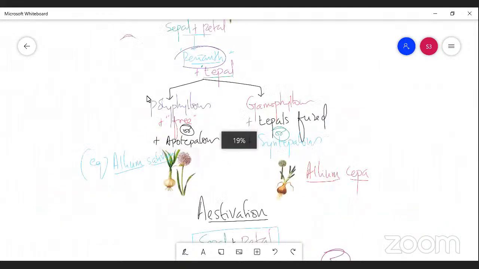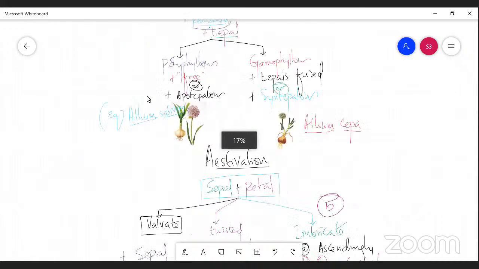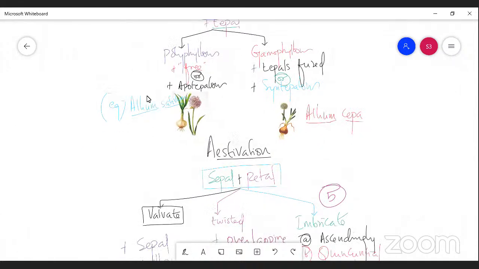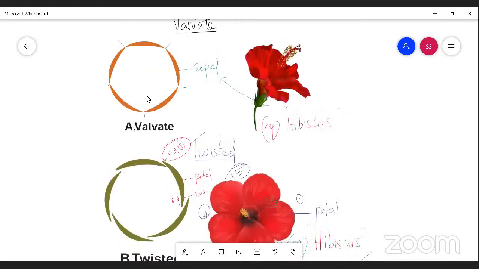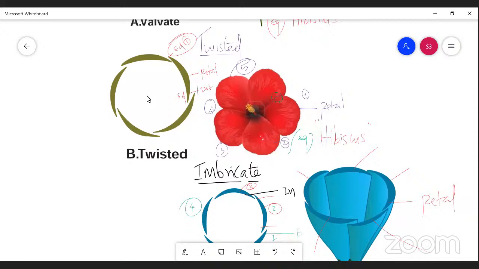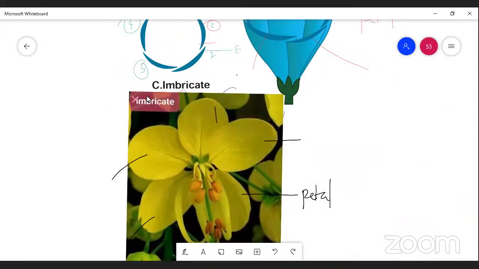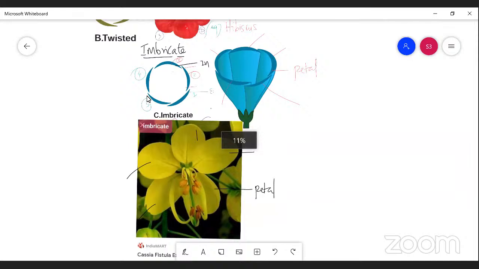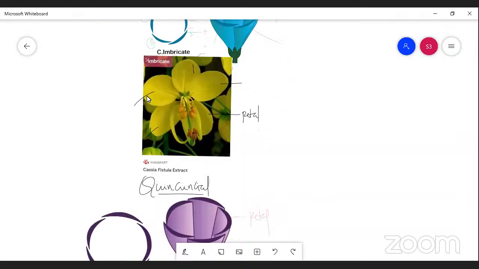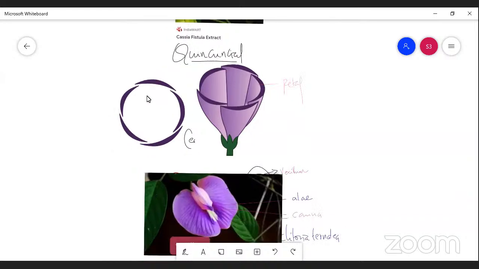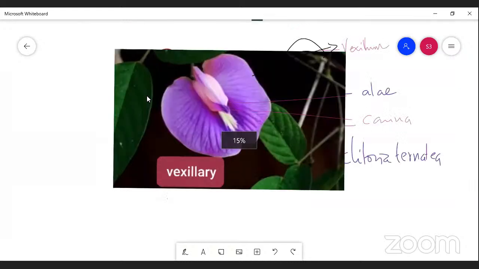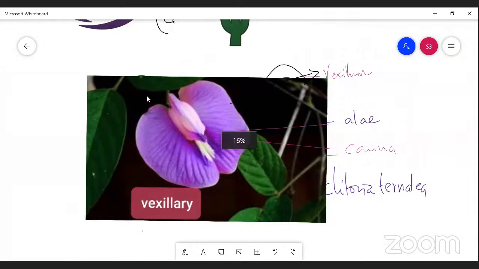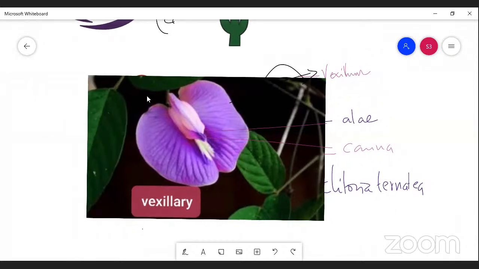Would you like to give an example for valvate aestivation? Hibiscus. Very good. Would you give an example for twisted aestivation? Hibiscus, China rose. Very good. Could you give an example for the quincuncial type? Guava. And the last one, the vexillary type. Would you like to give an example? Clitoria. Very good.